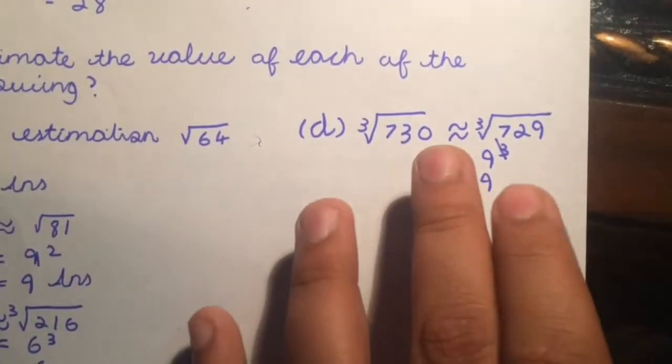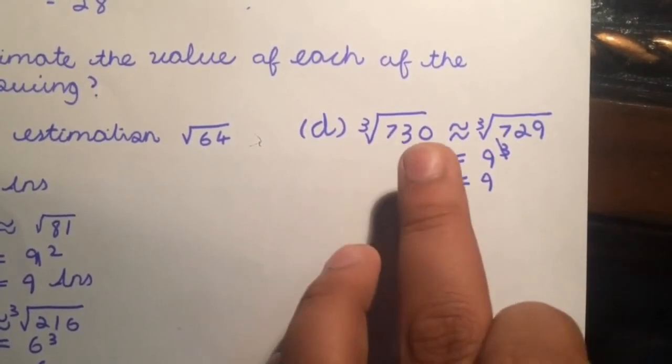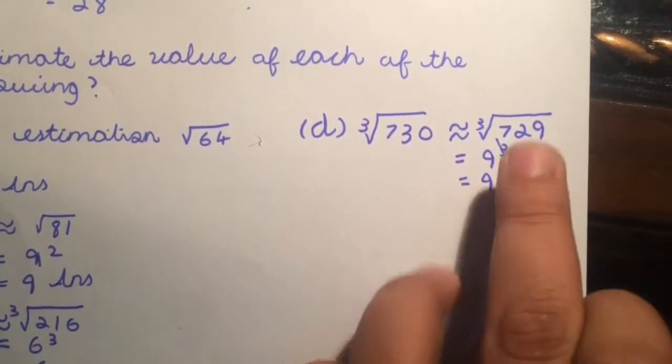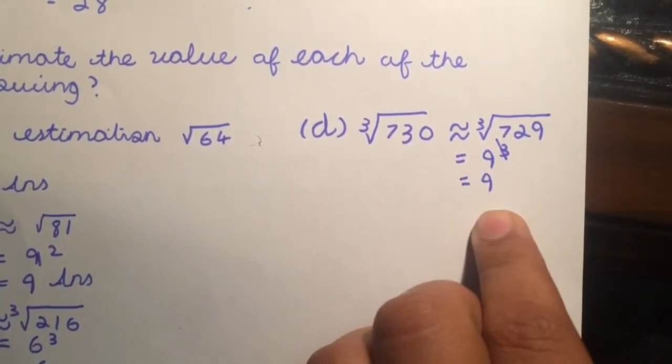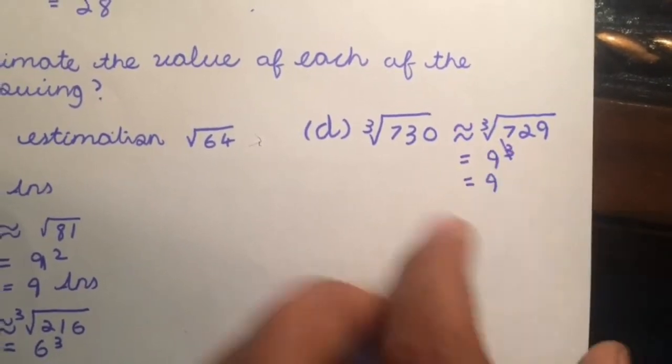Then it comes to the D part, where the cube root of 730 is estimated to 729. So 9 cube is 729, so the answer is 9. Remember that these cubes are cancelled with these cube roots.